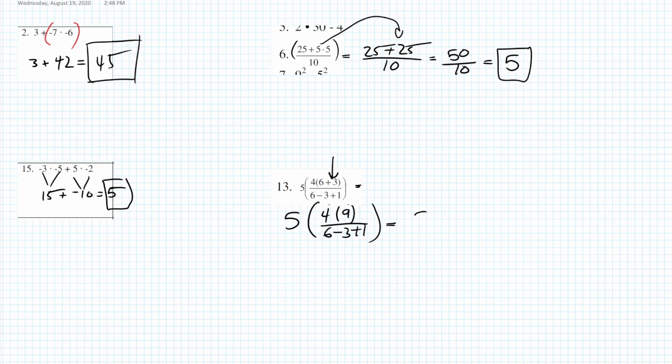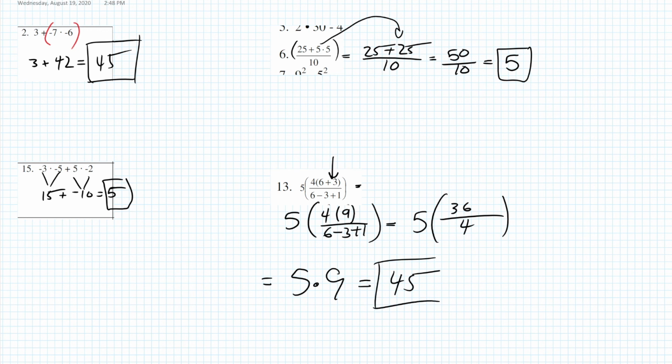So I'm going to get 5 on the outside, and I'm going to have 36 on the top. 6 minus 3 is 3. 3 plus 1 is 4. And I get 5 times 36 divided by 4 is 9. And I get 45. And that's my final answer.